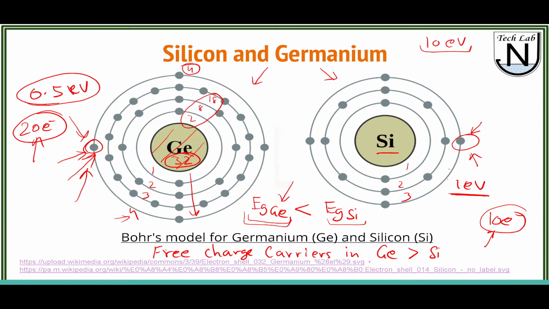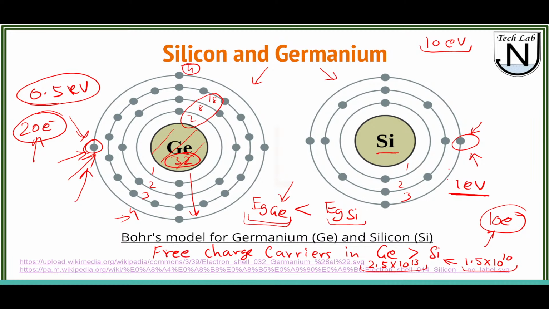For germanium, the number of free charges available at room temperature is 2.5 into 10 power 13, whereas for silicon it is 1.5 into 10 power 10. So approximately, germanium has 1000 times more free charge carriers in comparison to silicon.